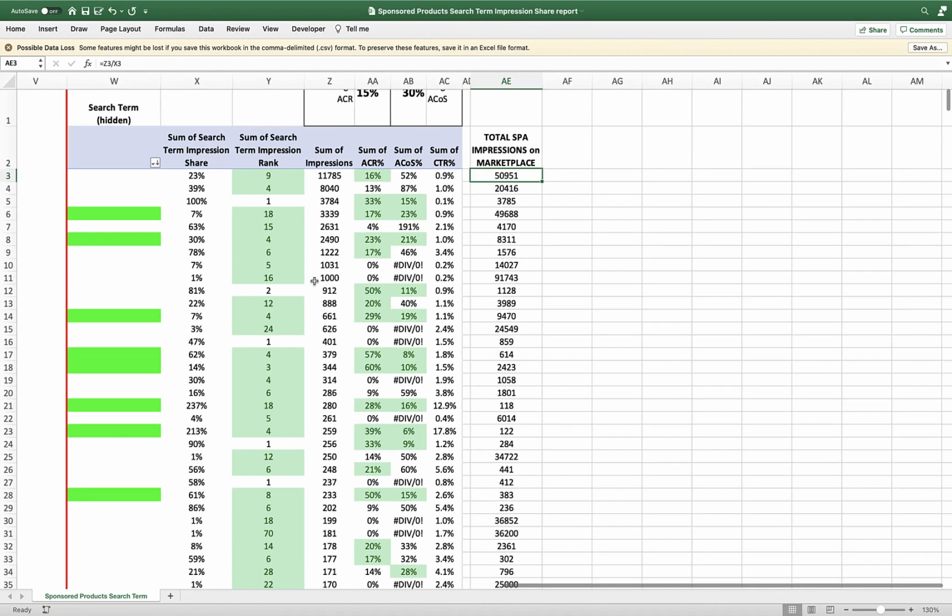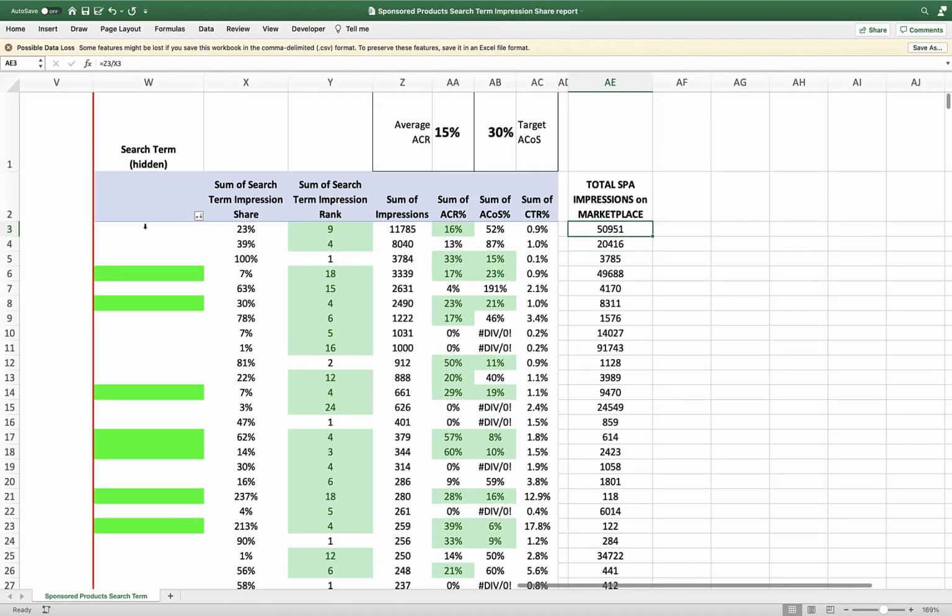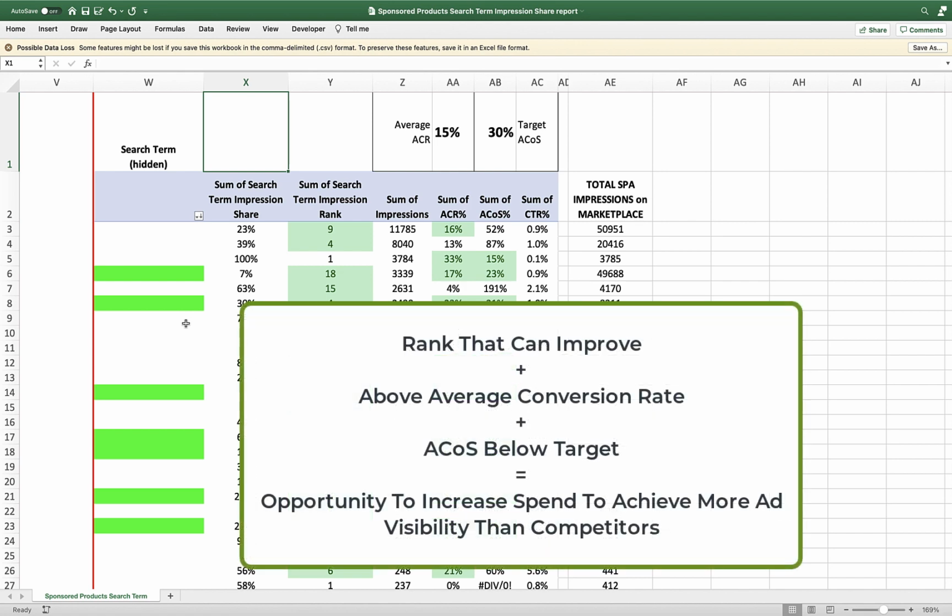But what I did in this particular pivot table is, for each search term, we'll call the first one search term 1, then search term 2, search term 3. There's going to be a mix of keyword phrases as well as ASINs, for instance, if the ad was shown on a product detail page. And I'm looking for 3 key items here.